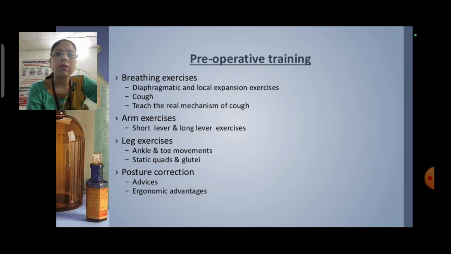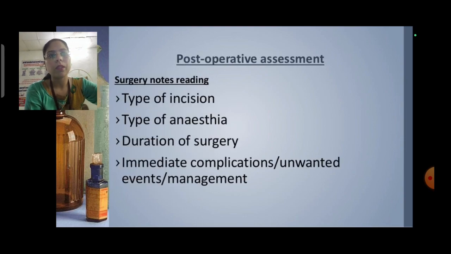We will give him some arm exercises, short lever and long lever both. Then coming on to the leg exercises, ankle and toe movements, static quads and gluteus, and posture correction advice will be given. Ergonomic advice will also be given.